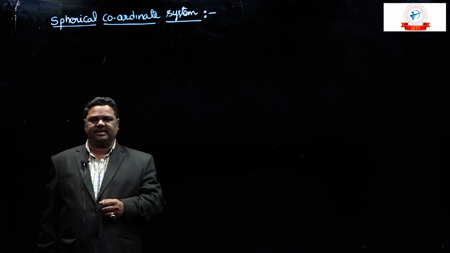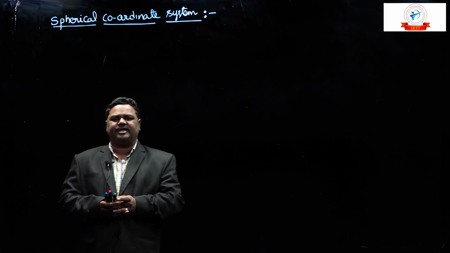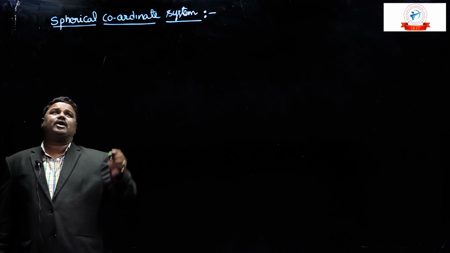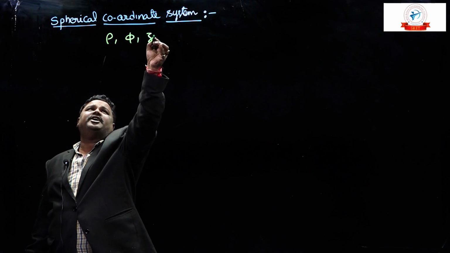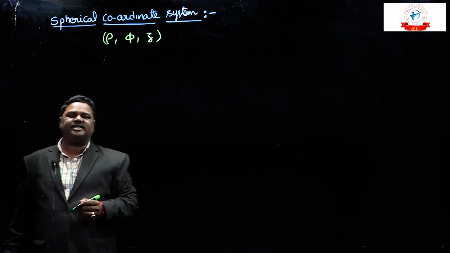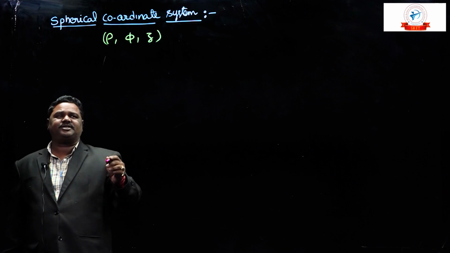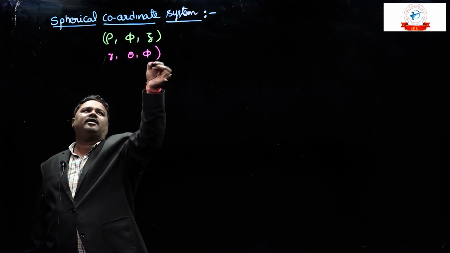Now let us start with the spherical coordinate system. Earlier we have studied the cylindrical coordinate system. So what are the coordinates in the cylindrical coordinate system? They are rho, phi, z. Similarly, in the spherical coordinate system, the coordinates are r, theta and phi.